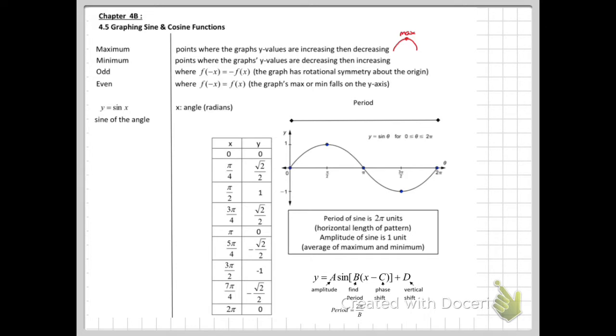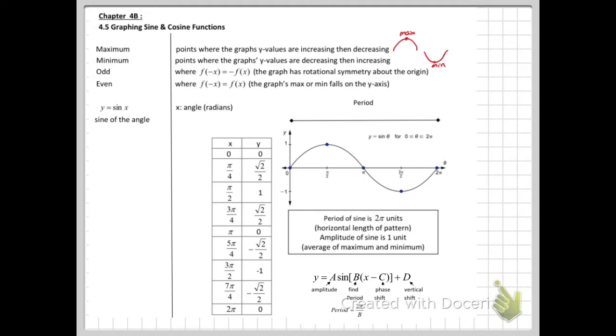A minimum is a point where the graph's y values are decreasing and then increasing. So it's going down and then it turns and starts going up. So a minimum is the bottom of a valley. We are dealing with relative mins and maxes, just like we did for polynomials. This shouldn't be new for you.